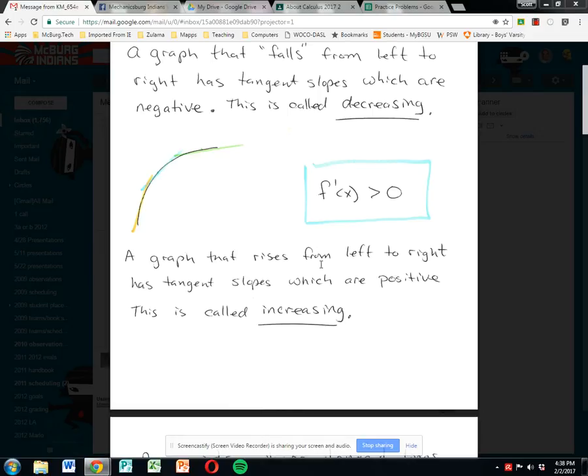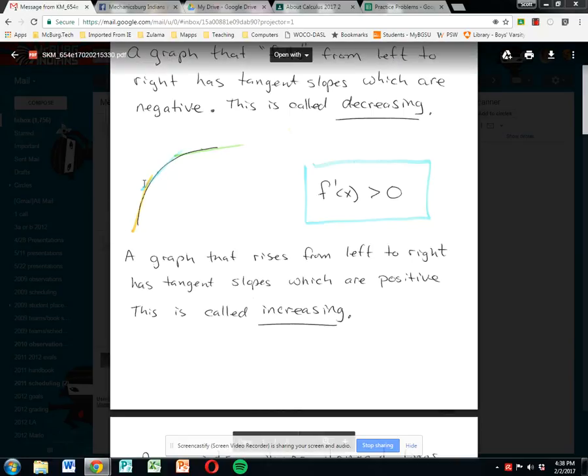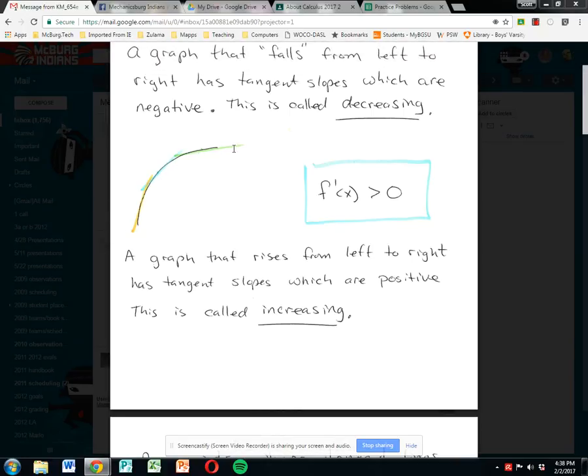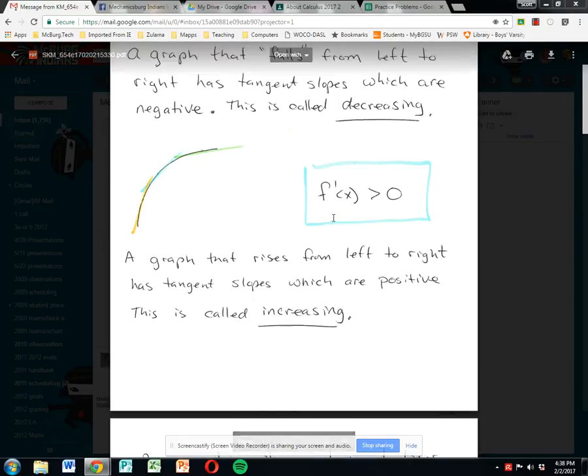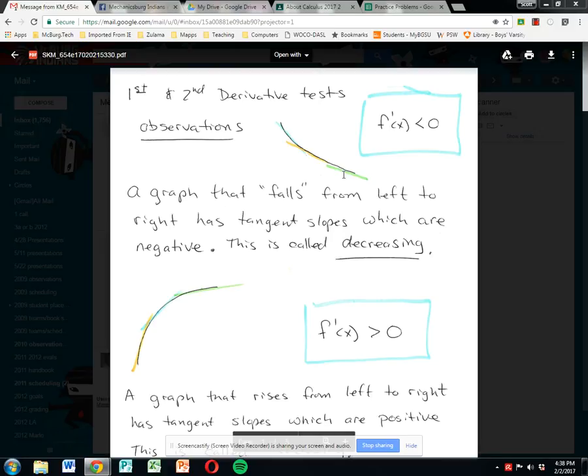The opposite is also true. For any values of x for which the derivative is positive, that means the tangent slopes have an uphill slope from left to right. In this particular case, this is called increasing. Y values rising from left to right, increasing. It means the derivative is greater than 0. Y values falling from left to right, decreasing. It means the derivative values are less than 0 or negative.